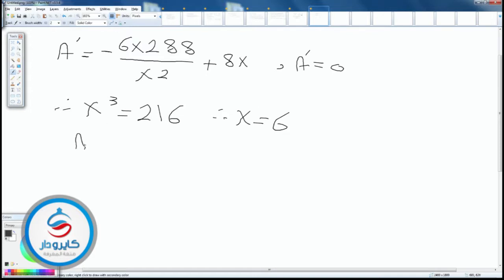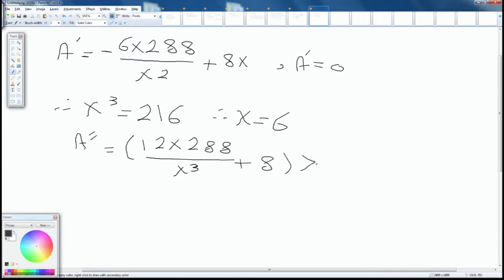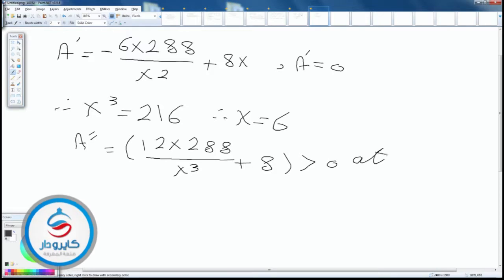Second derivative of A, A double dash equals 12 by 288 over x cubed plus 8, greater than 0 at x equal 6. Therefore, A is minimum at x equal 6 centimeter.